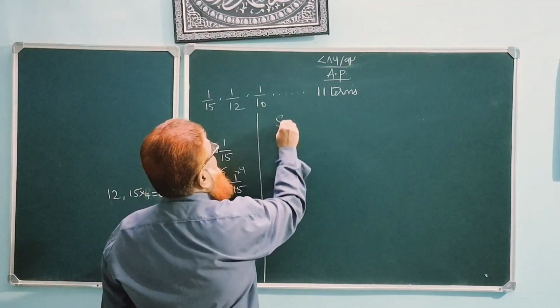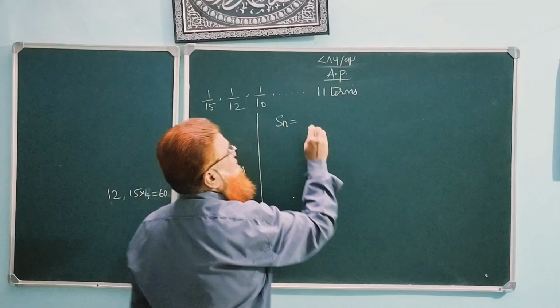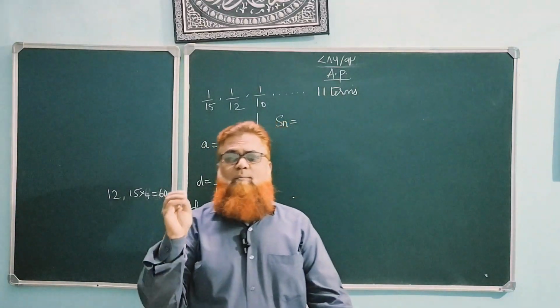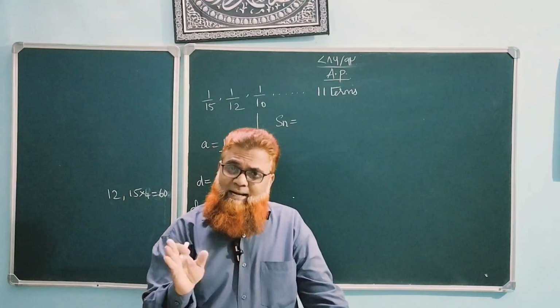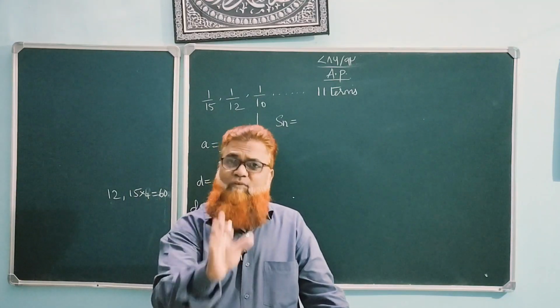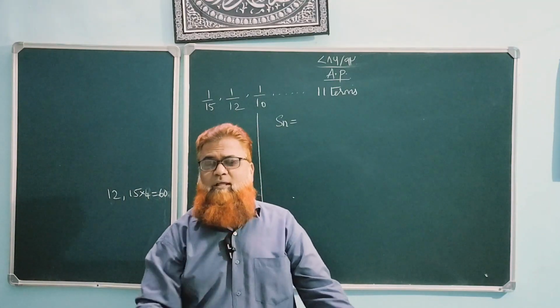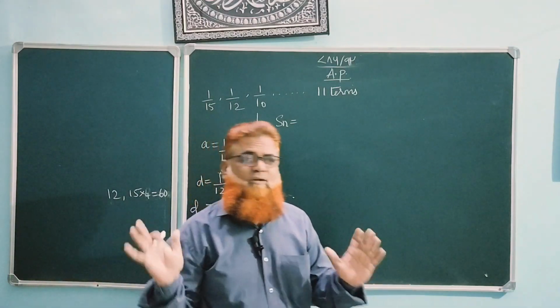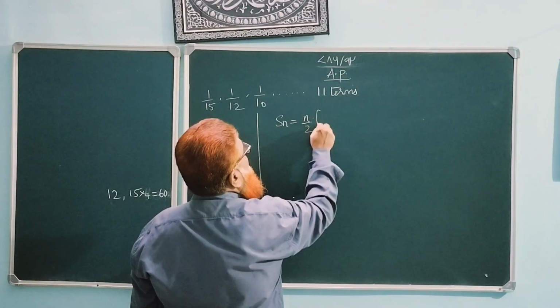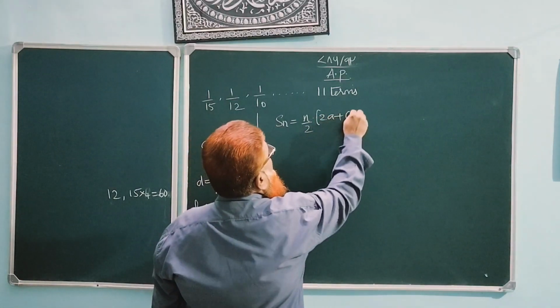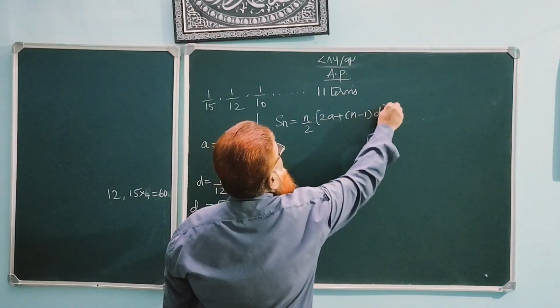Now you come to the formula. What is the formula? Keep repeating and keep writing it. Until you complete your examination, 10th standard students, please never neglect any formula, whether it is an AP formula or formulas belonging to other topics. Now Sn is equal to n by 2, 2a plus n minus 1 into d.